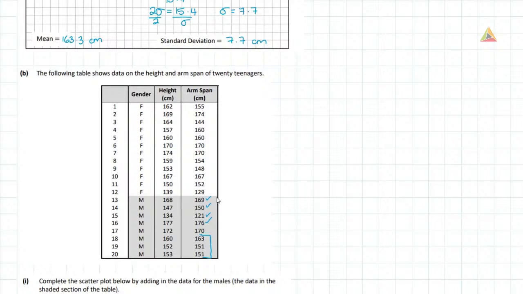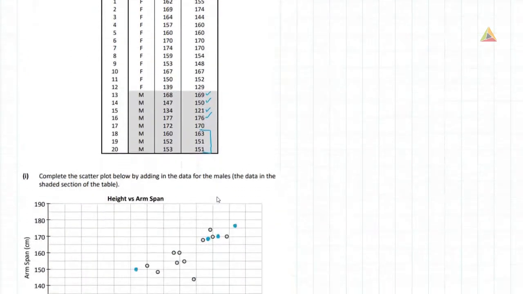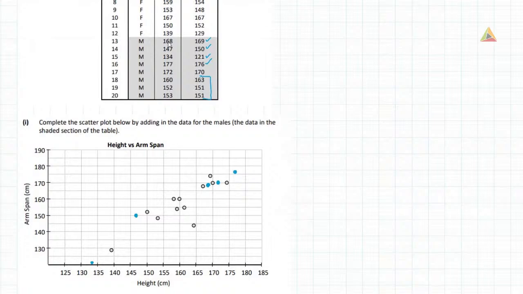So it says complete the scatter plot below by adding in the data for the males, the data in the shaded section of the table. So I've already started filling in some of this data. So we can see 168, 169. Now, this is a graph of height versus arm span. So we see that they have put height here along the x-axis and arm span along the y-axis, and they've put in the units for both in centimeters. So they had filled in all the details for the females and we've been asked to fill in for the males. 168, 169. So I've gone across to 168 on the x-axis and up to 169 on the y-axis and I've drawn in this blue dot.